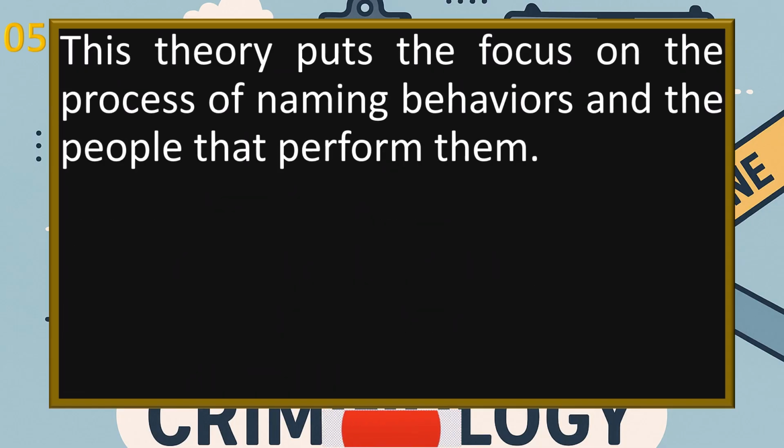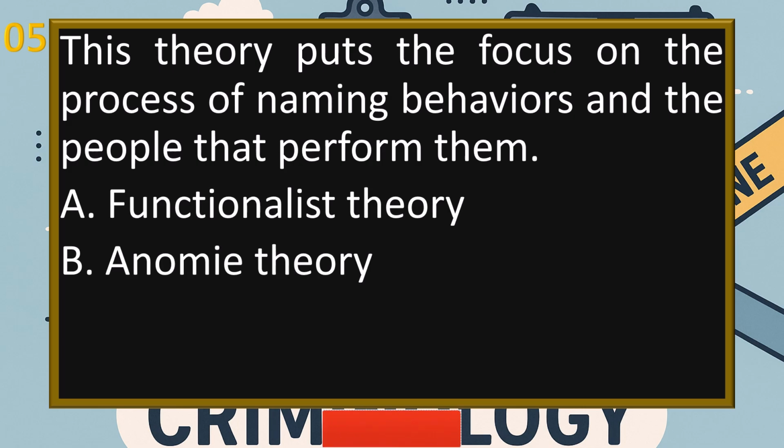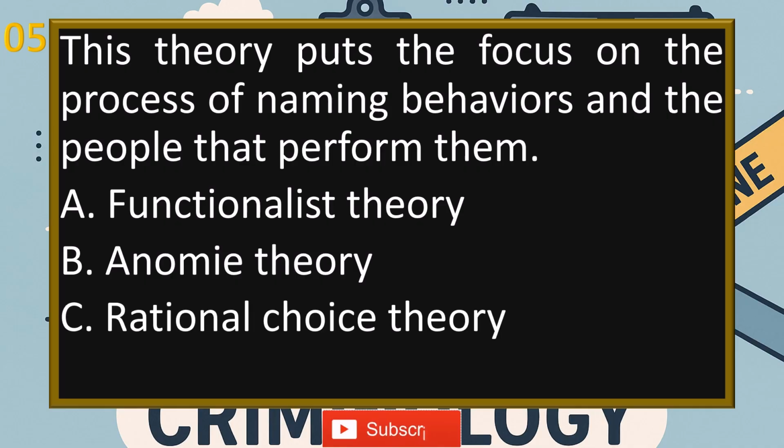This theory puts the focus on the process of naming behaviors and the people that perform them. A. Functionalist theory. B. Anomie theory. C. Rational choice theory. D. Labeling theory.